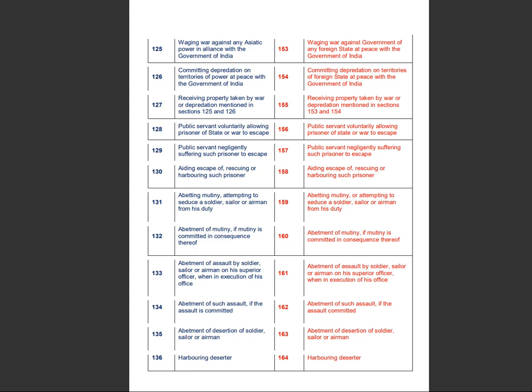Section 134 of the Indian Penal Code deals with abetment of such assault if the assault is committed, whereas Section 162 of the BNS deals with abetment of such assault if the assault is committed. Section 135 of the Indian Penal Code deals with abetment of desertion of soldier, sailor, or airman, whereas Section 163 of the BNS deals with abetment of desertion of soldier, sailor, or airman.